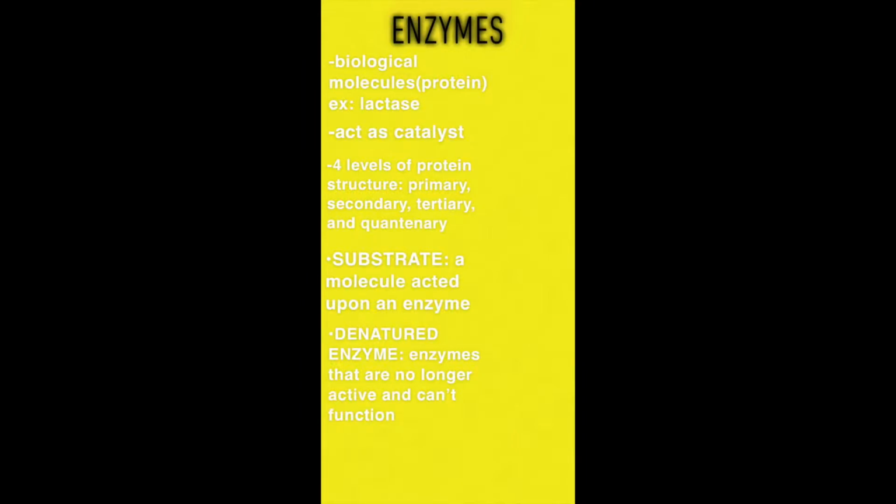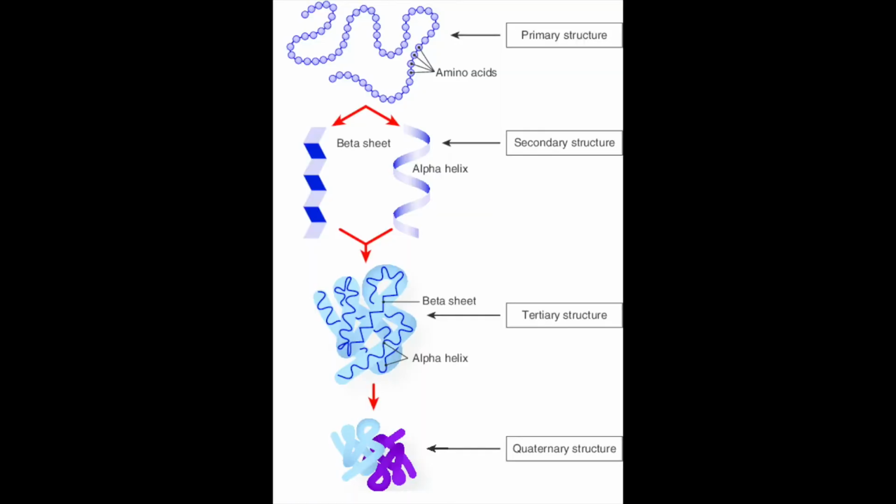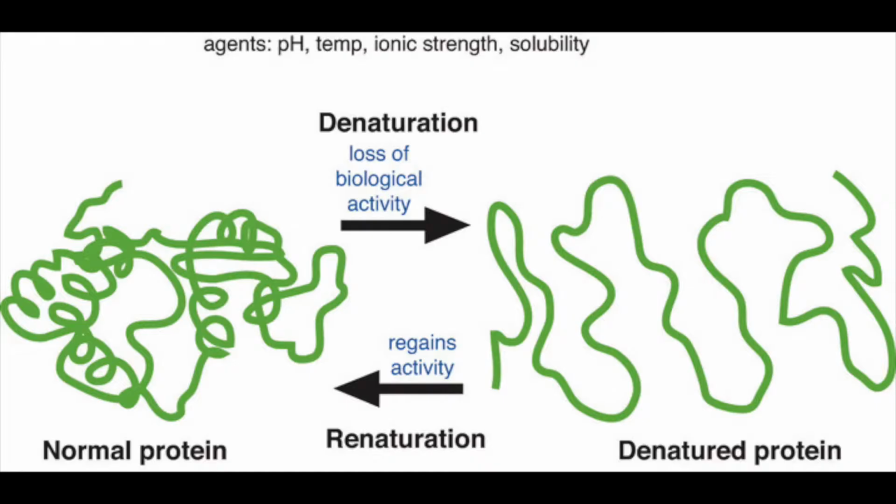In the secondary level, the protein gains a 3D shape from the hydrogen bonds and amino acids interacting with one another, resulting in an alpha helix and a beta pleated sheet. The tertiary level bonds the side chains, or R groups, of the amino acids within the structure together. And lastly, the quaternary level is the formation of two polypeptides bonding together.